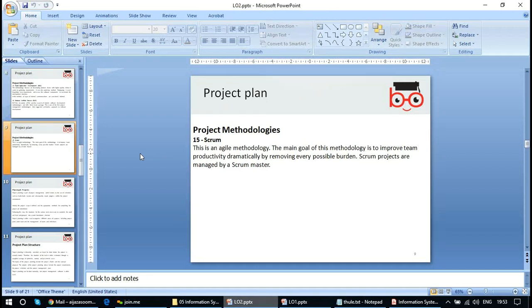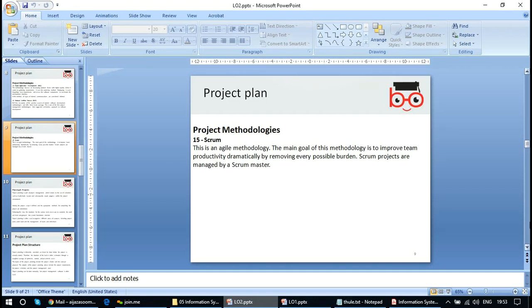And the fifth one is Scrum. Like this is again an Agile methodology. The main goal of this methodology is to improve team productivity dramatically by removing every possible burden. Scrum projects are managed by a Scrum Master. So when you really want to train your team as well, in addition to the system development, you use Scrum.